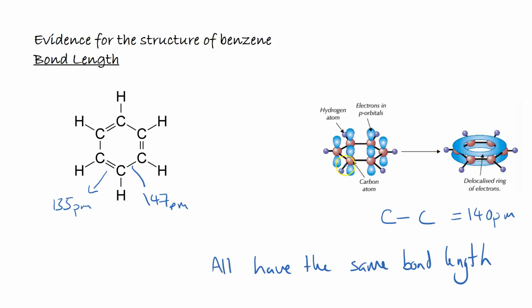The reason for this, we claim, is that between the carbon-carbon there is a bond, and then the electrons are delocalized above and below this plane within the benzene ring. And so we tend to draw benzene as a hexagon with a circle in the middle, with the circle representing the pi electrons which are above and below the carbon atoms.